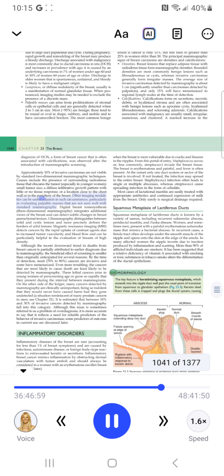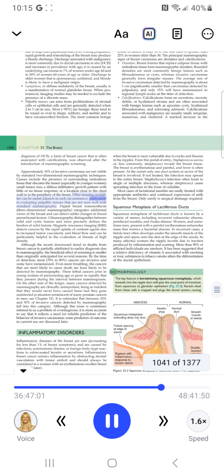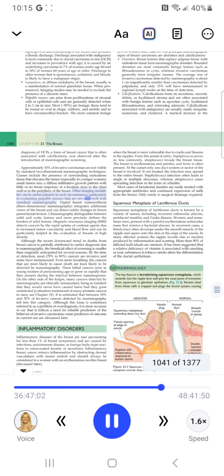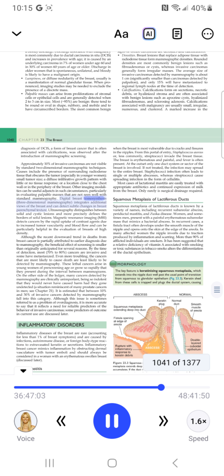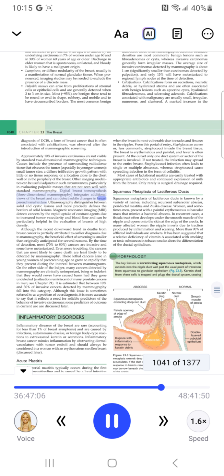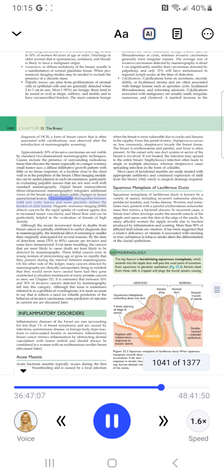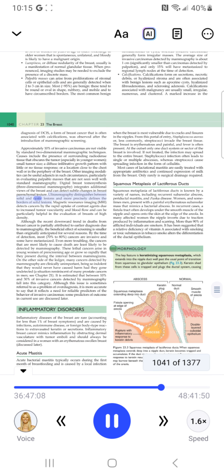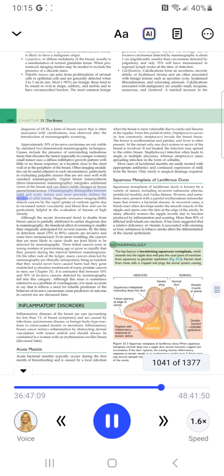Other imaging modalities can be useful adjuncts in such circumstances, particularly in evaluating palpable masses that are not seen well with standard mammography. Digital breast tomosynthesis, three-dimensional mammography, integrates additional views of the breast and can detect subtle changes in breast parenchymal texture. Ultrasonography distinguishes between solid and cystic lesions and more precisely defines the borders of solid lesions.